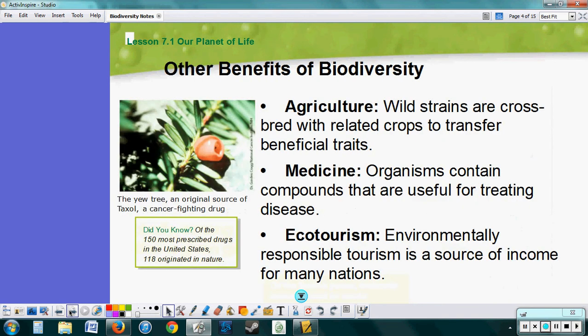Other benefits to having biodiversity is agriculture. It gives us more variety with our food, helps us to select traits, or gives us traits that are more resistant by selective evolution. Also gives us medicines, medicinal purposes. This is where we get our penicillin from. It comes from bacteria that we found in the rainforest. We also have the ecotourism. Basically, how many areas make their money is off of the biodiversity. People go there for the life.